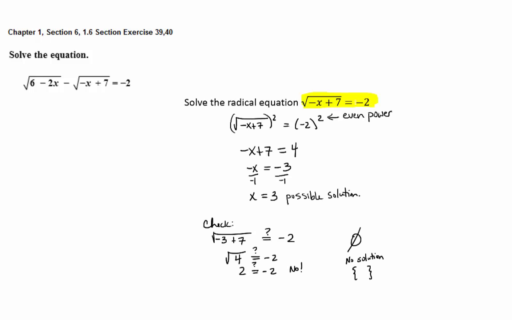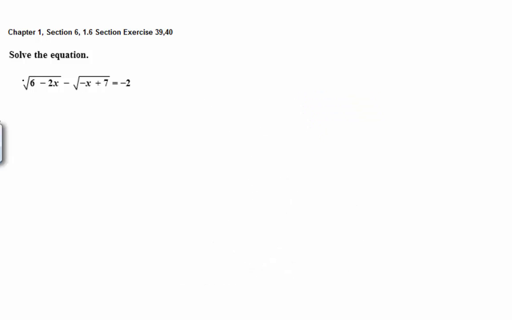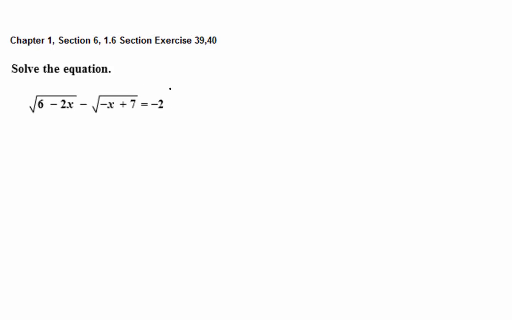This is a radical equation where we have two square roots in it. Now we solved the last radical equation by squaring both sides. That got rid of the radical. We cannot just square this left side right now the way that it is and get rid of a radical.